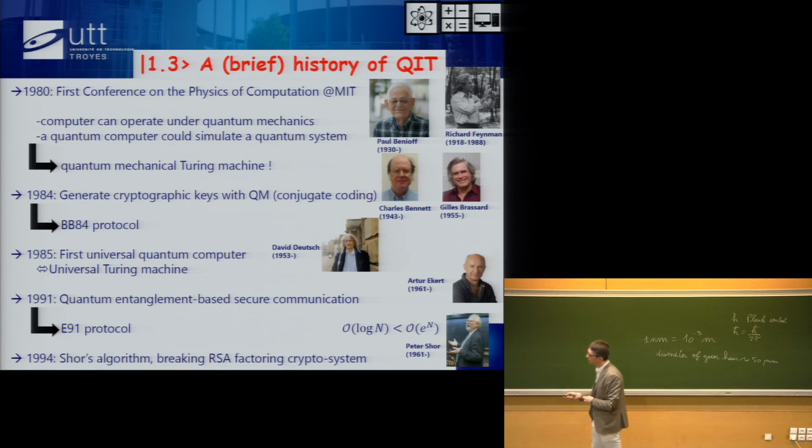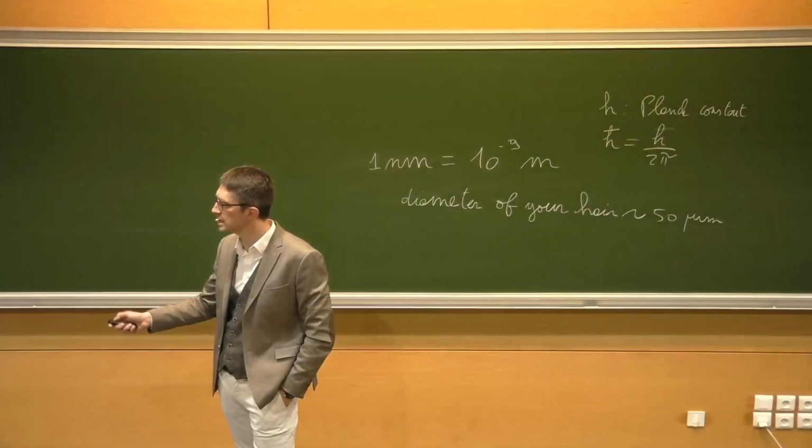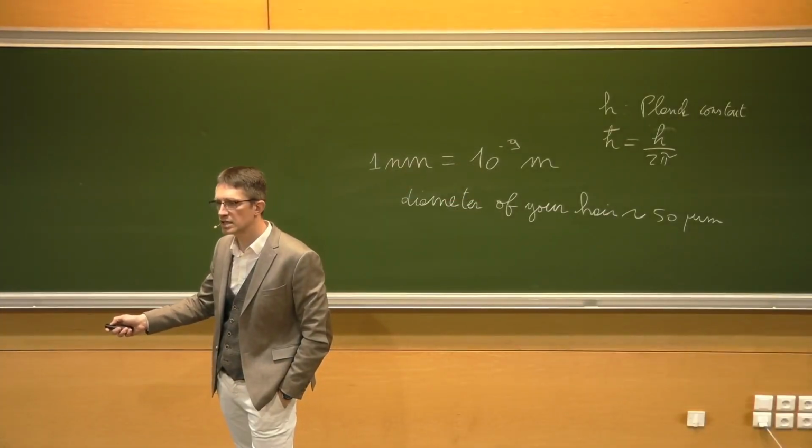Then here I put another date, another quantum cryptography protocol. And why I put this one, this is the so-called Ekert protocol, or E91 protocol, because, again, it's the idea of conjugate coding for cryptography keys, but in this case using quantum entanglement-based communication.